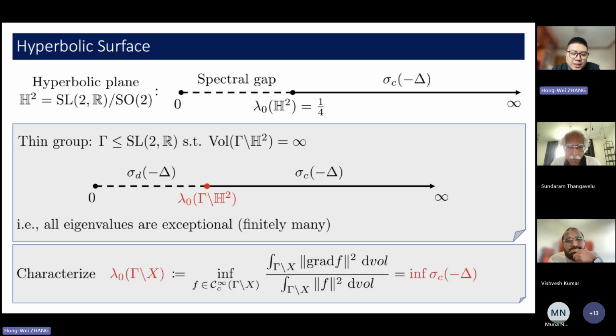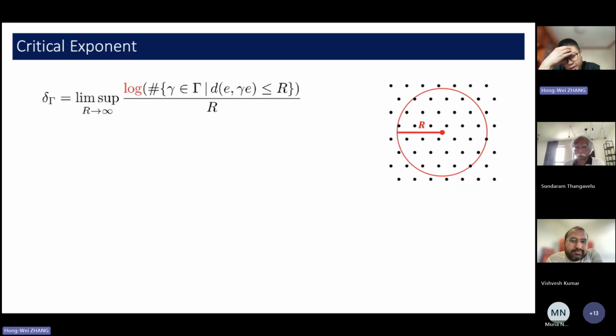So, to understand lambda 0, we have to introduce another notation, which is called the critical exponent. It means that if we consider, for example, a lattice in R^n, and we consider a ball with radius r.